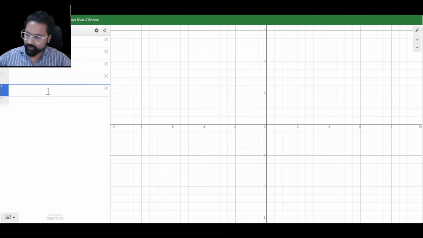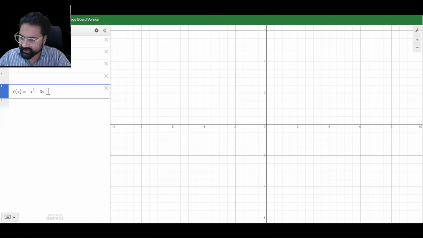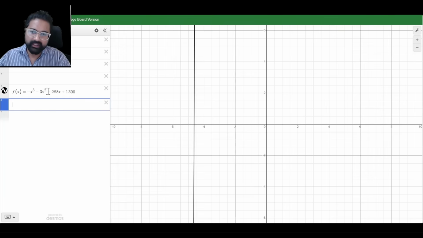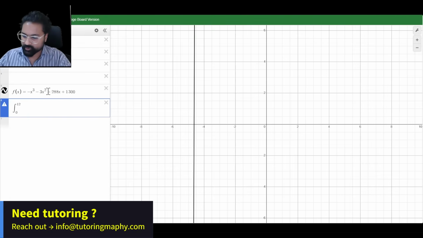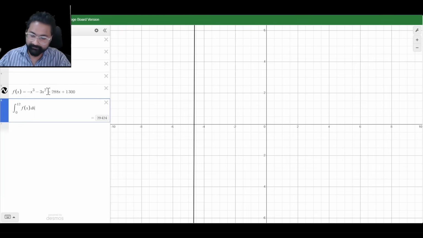It's a gross function. So what I usually do is I will type in that function, although it is written as h of t, I can just define it as f of x: minus x cube minus 3x square plus 288x plus 1300. And in the next step, I'm going to type in the integral, lower bound is 0, upper bound is 12, and then I'm going to type in just f of x dx, so that I don't have to type that entire thing once again. But remember that there is a divided by 12 as well. So I put a parentheses here, a close parentheses, so it will open automatically, and over 12.